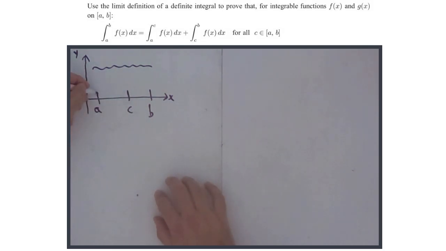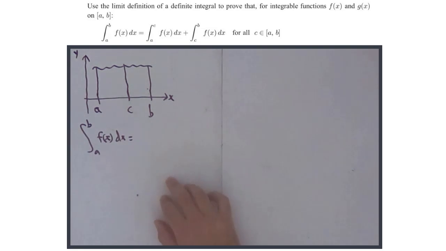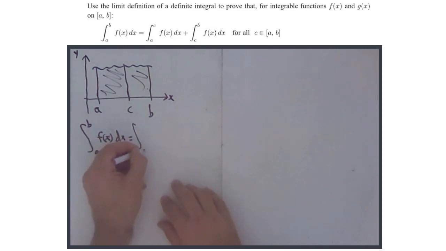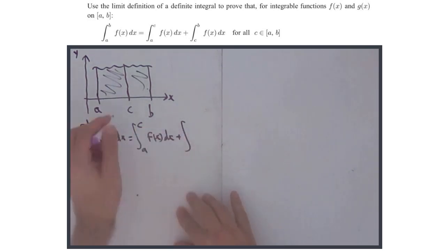And it's basically asking us to prove that the whole area, the integral between a and b of f of x dx, equals the integral between a and c plus the integral between c and b. You can see clearly, of course it is: the integral between a and c of f of x dx plus the integral between c and b.